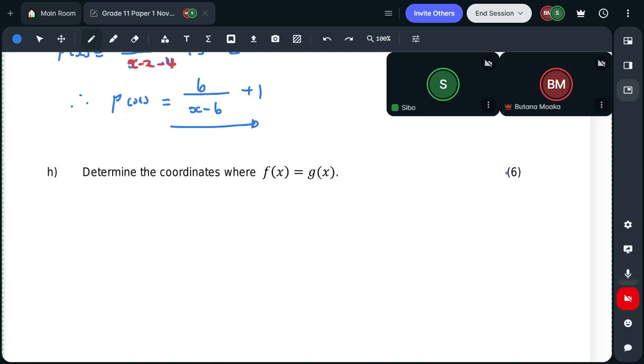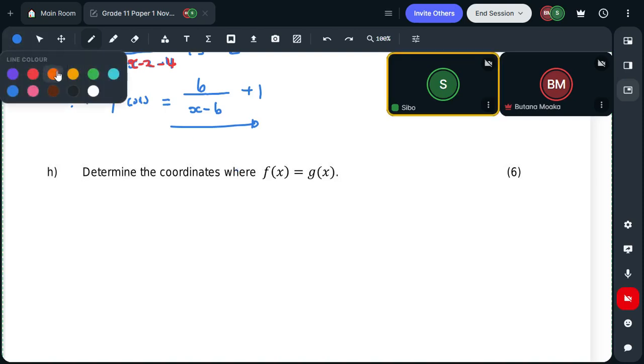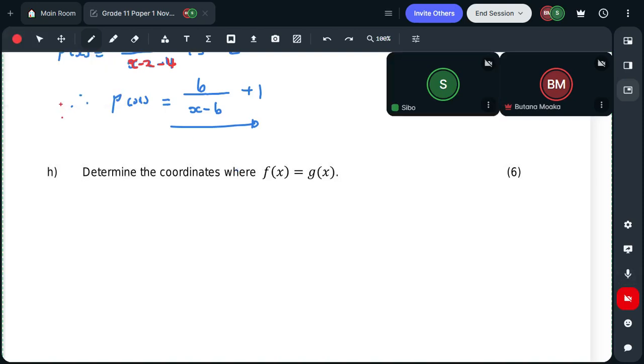Look at this. Do you think you can do this 6 marks? No. The coordinates of the point of intersection. Surely in the test I'll see 0 out of 6. Let's change the question. Let's say the question says determine the coordinates of the point of intersection.